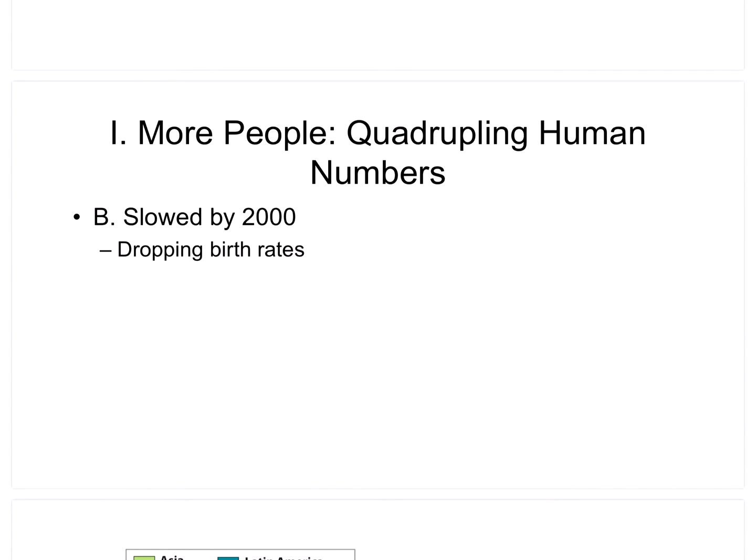But it slowed by 2000 as population growth started to slow and birth rates dropped. Birth control became widely available, women were more educated and were professionals, and economically, it was hard to have large families.